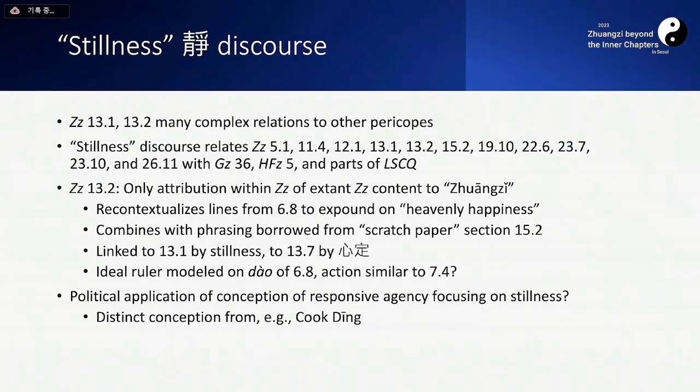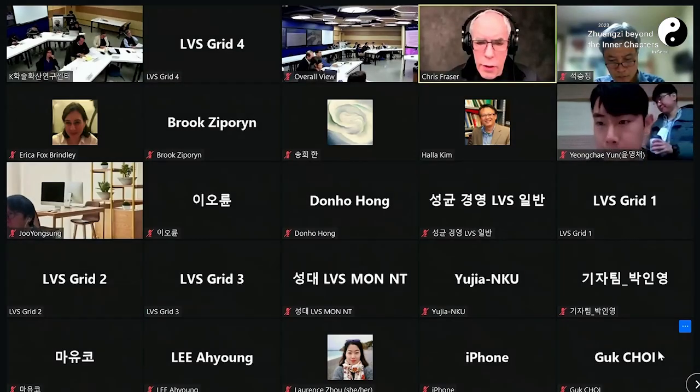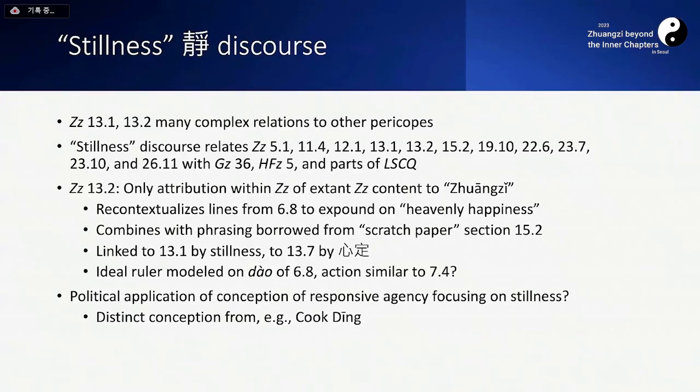Now, I was saying that maybe we should subdivide Graham's notion of syncretism into the narrower notion of syncretism I offer and this idea of bureaucratic Laoism. And one of the reasons I suggested that is that 13.1 and 13.2 may be compatible with bureaucratic Laoism, which I identify with something like 11.7, but their stance is distinct from it. And for example, in 13.1, there's no implication that Wu Wei is restricted to only the ruler. Instead, they seem to present a political application of a broader conception of responsive agency focusing on stillness.